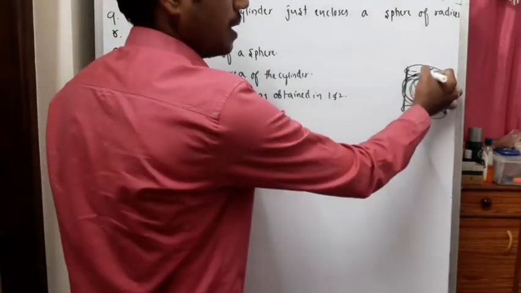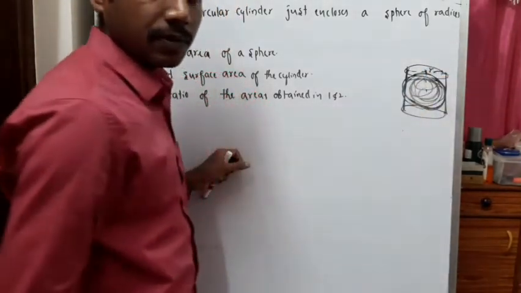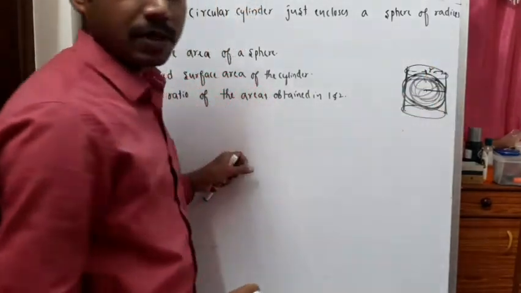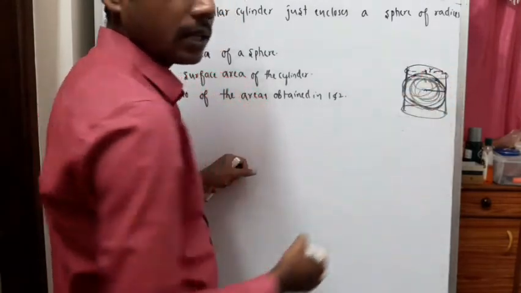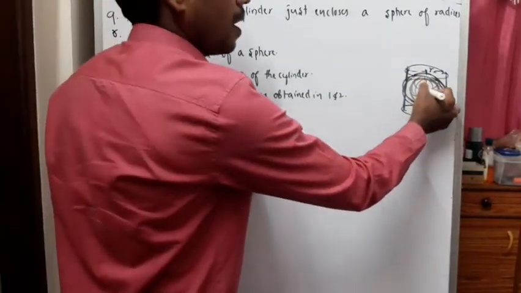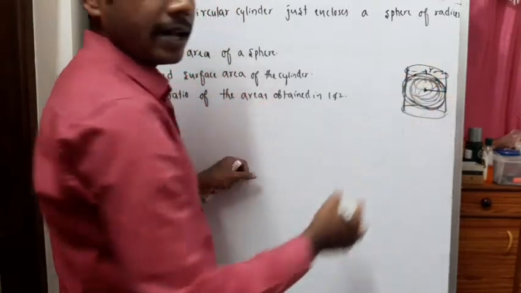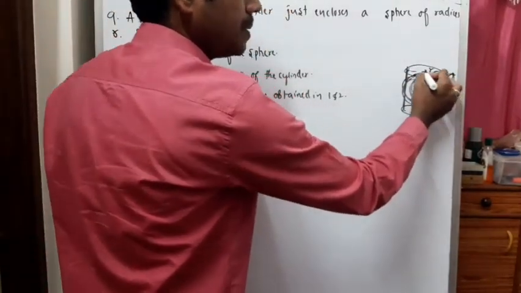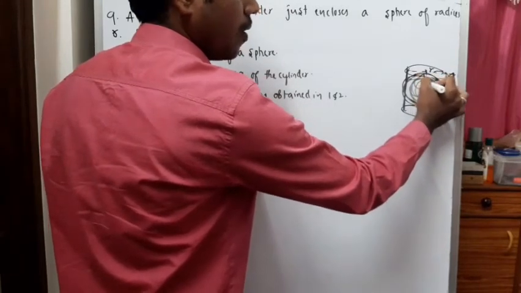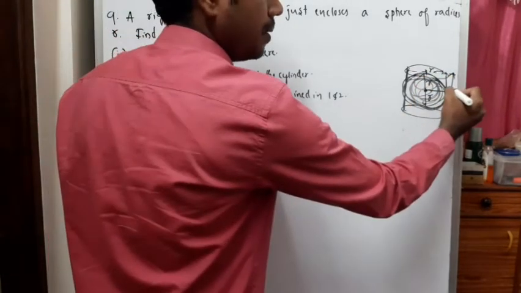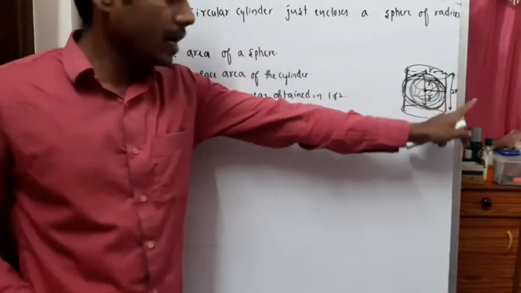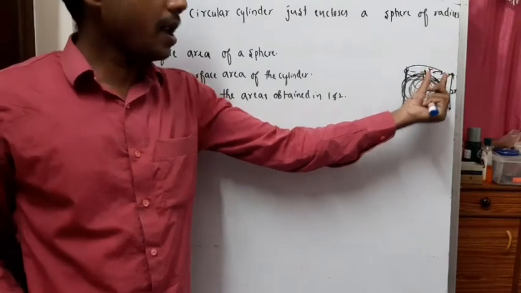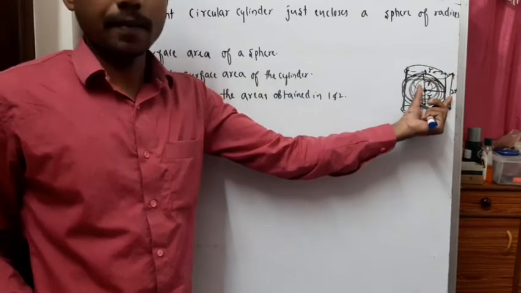See, if you consider this, r will be the radius of the sphere. So this r will be equal to this r, the radius of the cylinder. So the radius of the sphere will be equal to the radius of the cylinder. Then what will be the height? Height will be 2 times r. 1 r here, 1 r here. That is 2 r. So the height of the cylinder will be 2 r. And the radius of the cylinder is equal to r, and the radius of the sphere is r.